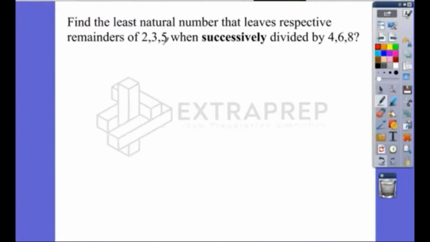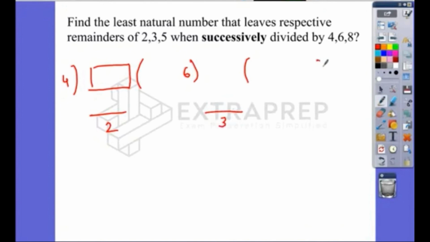Find the least natural number that leaves respective remainders of 2, 3, 5 when successively divided by 4, 6, 8. You'll have to find the least natural number. There is a particular number. Okay, this is our answer. Divided by 4, the remainder is 2. Divided by 6, the remainder is 3. Divided by 8, the remainder is 5.